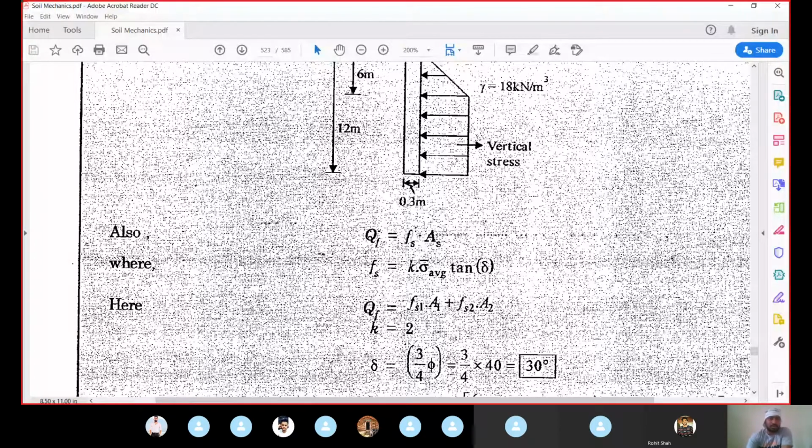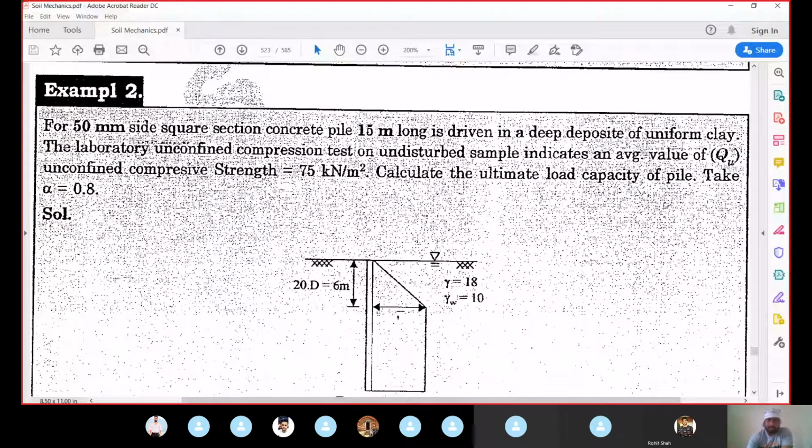Now moving on to example problem 2. A 50 mm side square section concrete pile, 15 meter long, is driven in a deep deposit of uniform clay. The laboratory unconfined compression test on an undisturbed sample indicates an average value of qu, the ultimate unconfined compressive strength, equal to 75 kN per meter square. Calculate the ultimate load capacity of the pile. Take alpha equal to 0.6.